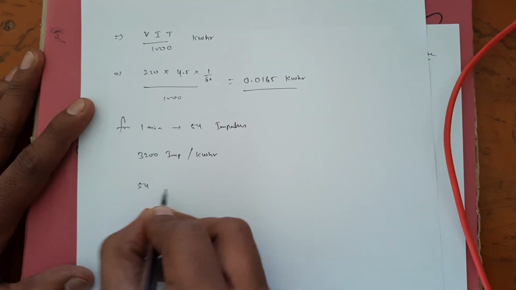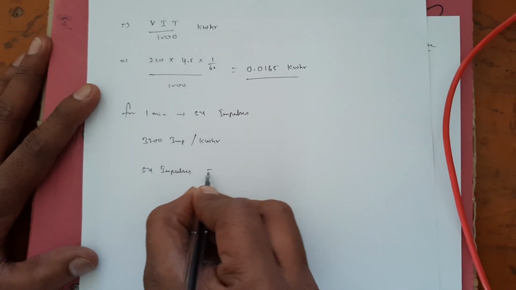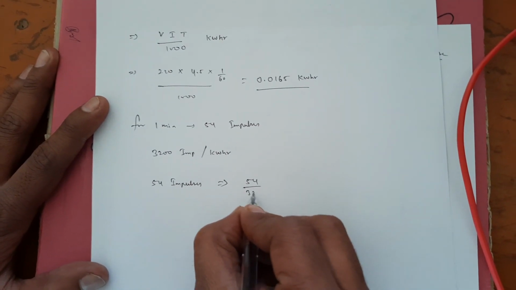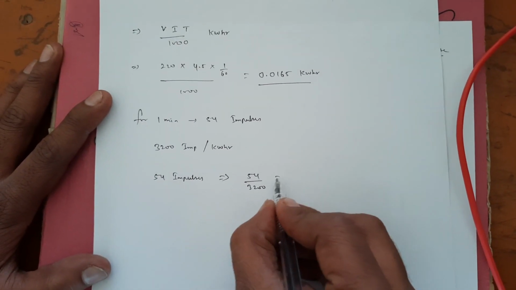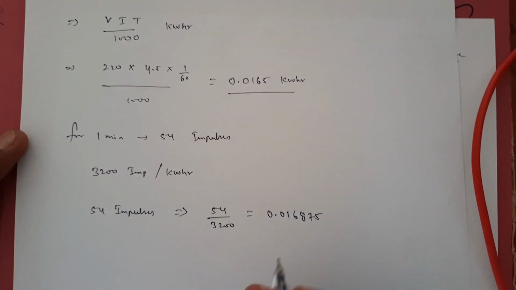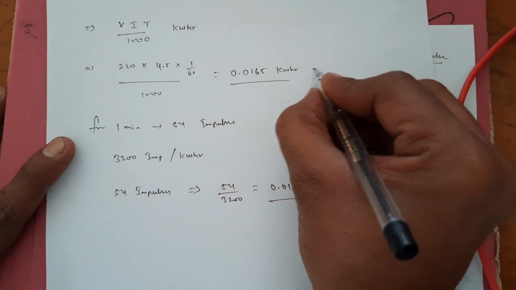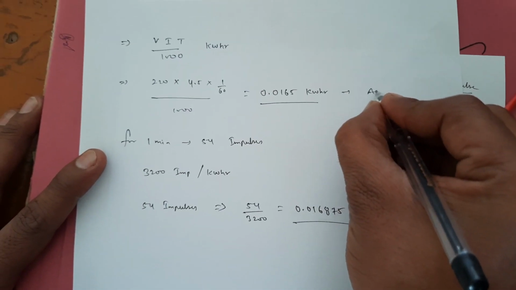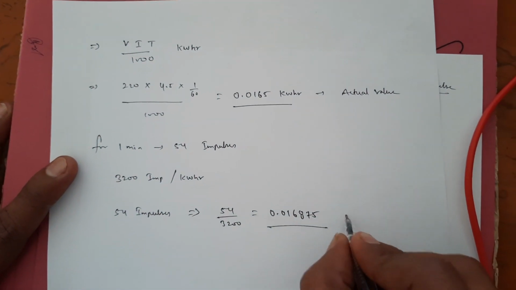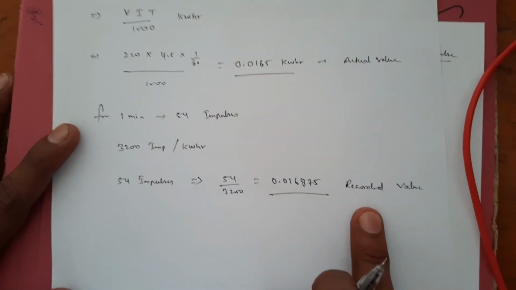So 54 impulses will give 54 divided by 3200, which will be 0.016875. Here we are having our actual value, and here we are having the recorded value. This one is your actual value and this one is your recorded value.